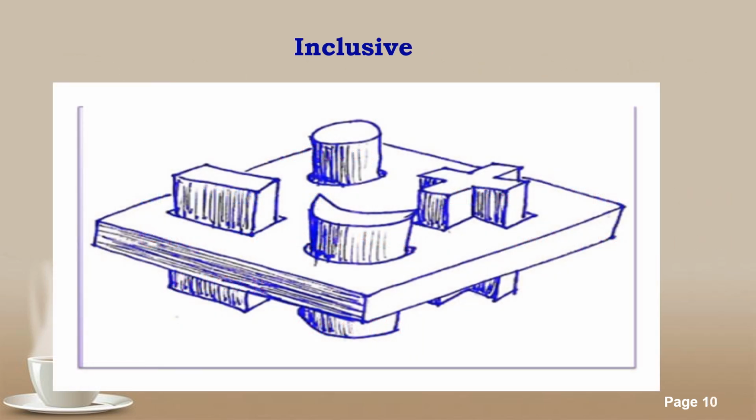Let me show by diagrams. This is a round shape, this is a square, this is a moon structure, this is a cross structure. But all fit into the system, or school setting. It is very inclusive.